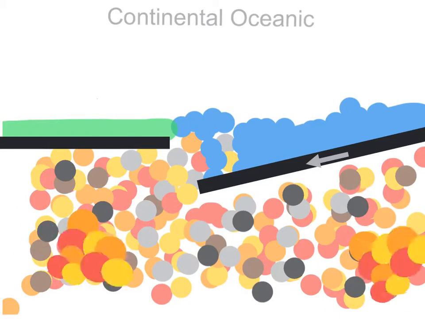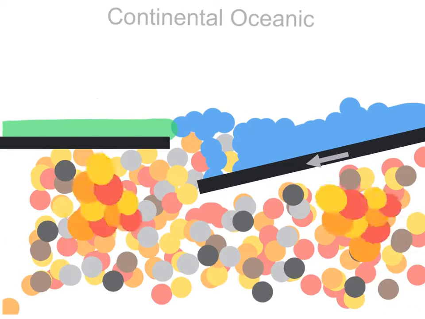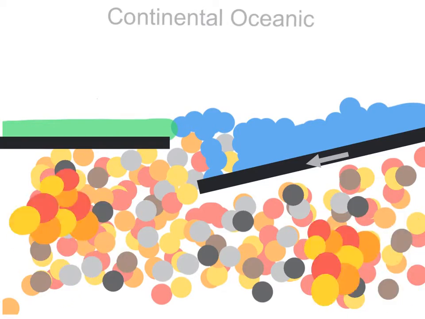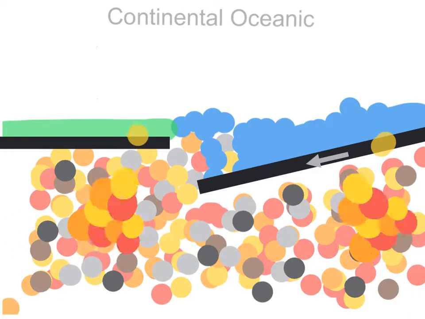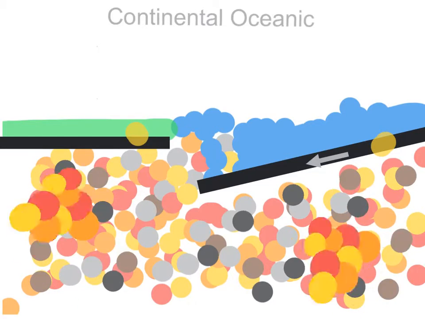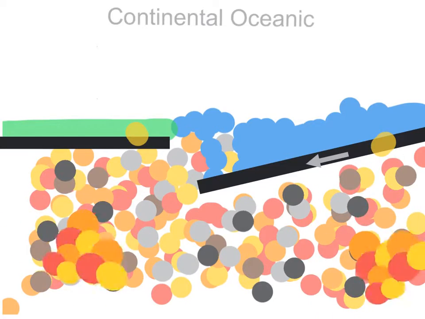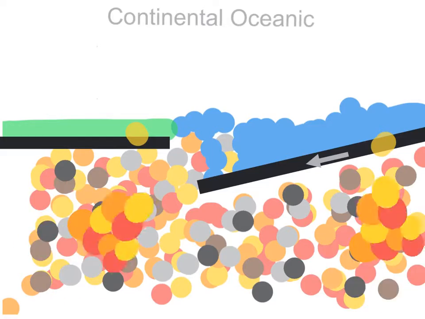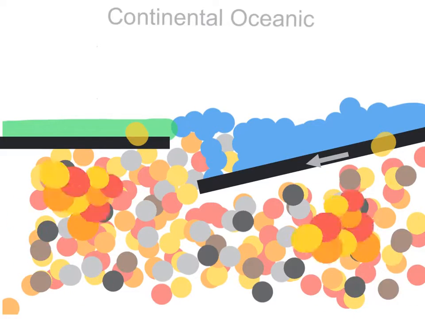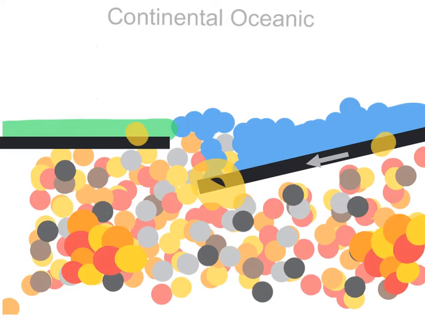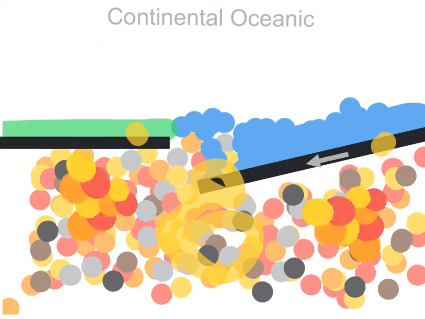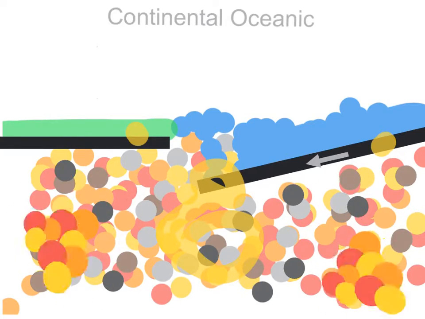This is where plates move toward each other. When they meet, the denser, colder, older plate, or oceanic plate, subducts under the less dense plate, or continental plate. As the oceanic plate goes under the continental plate, it continues to get hotter and hotter until it melts into magma. This is where coastline mountain ranges form, like the Andes and Cascade Mountains.